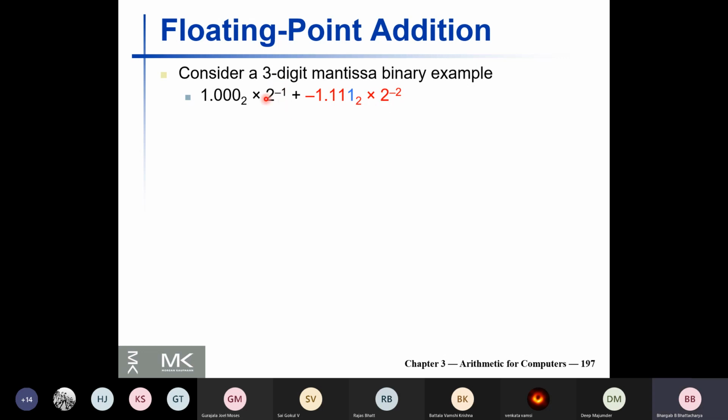So this is the exponent, and this is the exponent at the power of 2. And here is a minus sign. It means that basically you are subtracting this amount from this. So what is the first step I need to do? If you look into the exponent, I need to align the binary point. So we have exponents 2 to the power minus 1 and 2 to the power minus 2. What I'm going to do next?